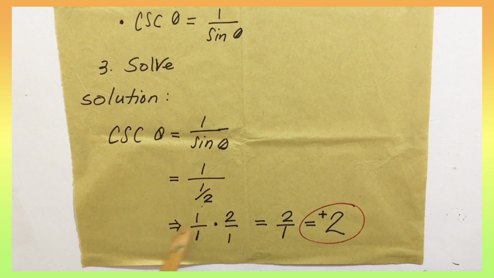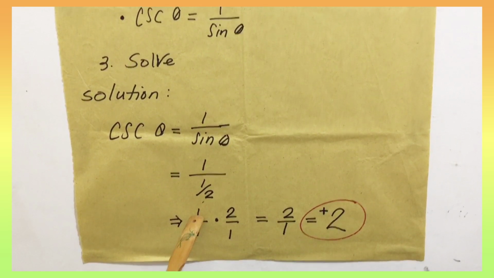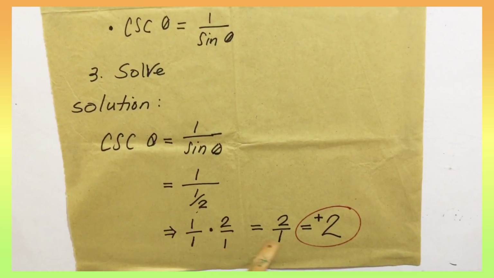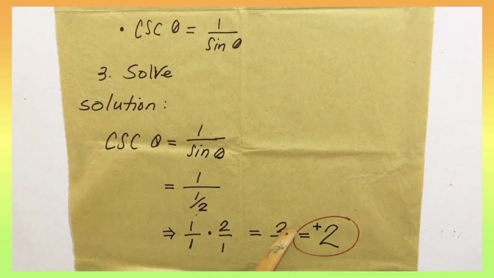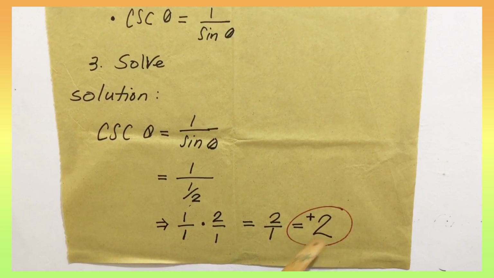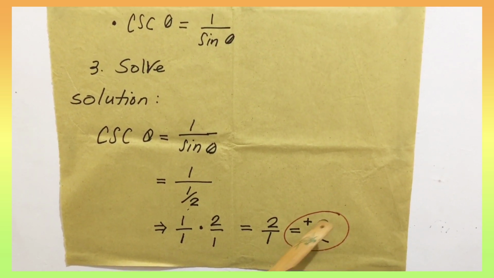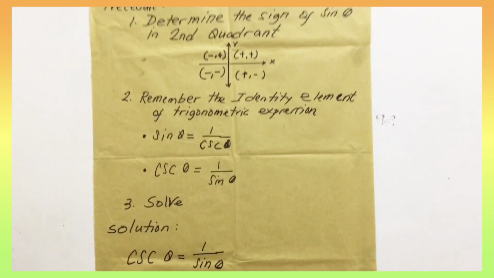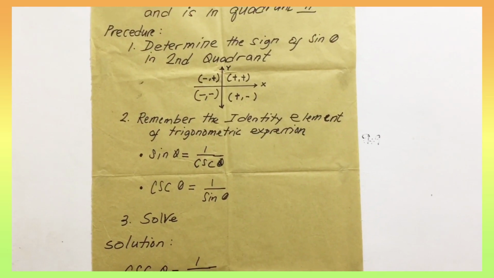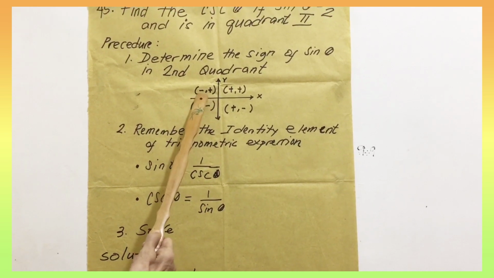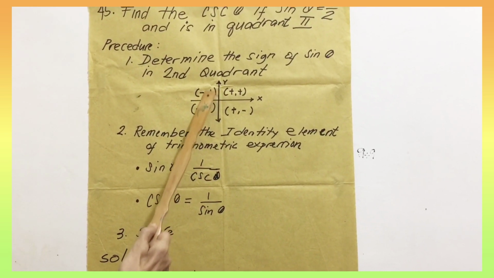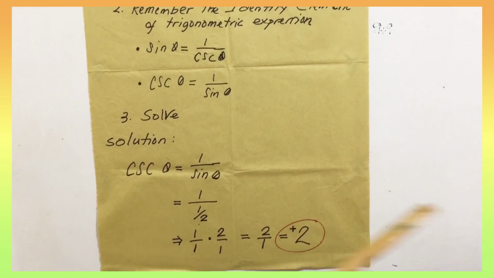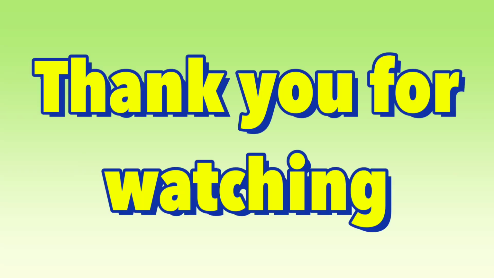And then directly multiply the numerator: 1 times 2 equals 2. Then the denominator, 1 times 1 equals 1. Then simplify, 2 divided by 1 equals 2. Our answer is 2, and our answer is positive. Why? Because a while ago in our procedure, the cosecant should be at the second quadrant and the sign is positive. That's why our answer is positive 2.